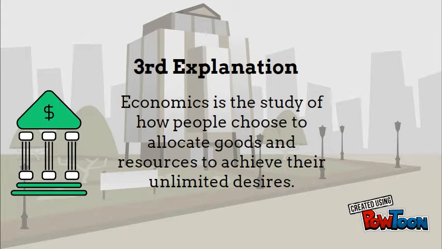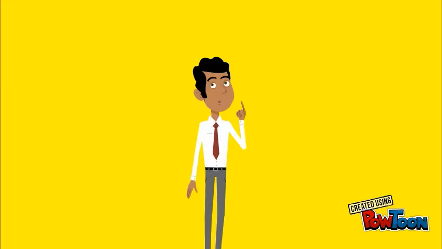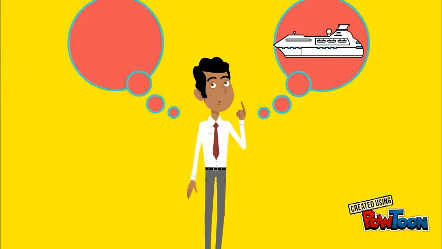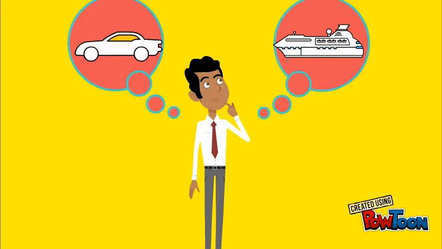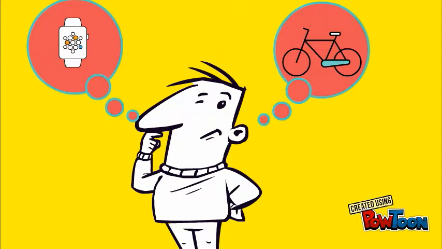Another explanation for economics is that it is the study of how people choose to allocate goods and resources to achieve their unlimited desires. Here you see Bob must choose between buying a new car or going on that exquisite cruise. Another scenario is where Steve must choose between buying the new smartwatch or buying a bicycle to cycle to work.